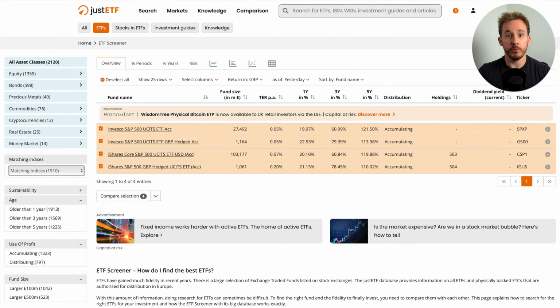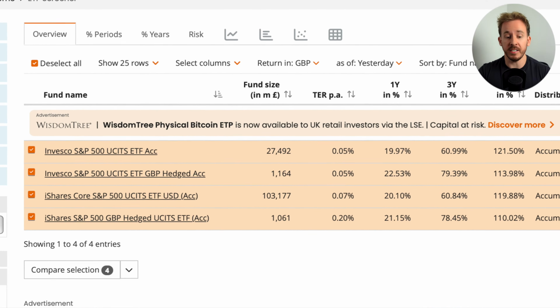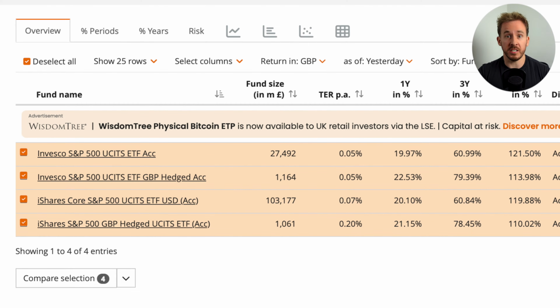And we've also got to look out for the different costs in hedged ETFs. It will depend on the provider, and here I've highlighted Invesco and iShares. Invesco charges the same fee for its typical S&P 500 ETF and its hedged version, both at 0.05%. However, look at the iShares funds. Its typical ETF is priced at 0.07%. However, the hedged version is priced at 0.2%.